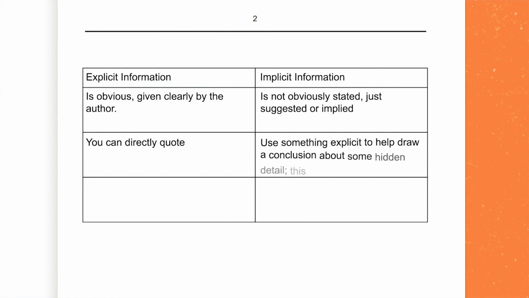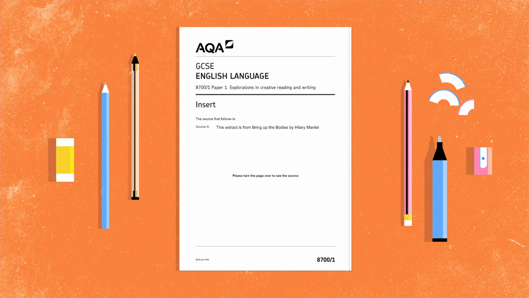In order to extract implicit information, often we will need to use something explicit and obvious and draw a conclusion from it. Reading between the lines in this way is often called an inference. Inference is one of the most basic skills you'll need in all of your reading assessments and is a vital skill in being able to understand what an author is trying to achieve beyond the obvious. Let's have a look at an example and try to unpack how we find this information.